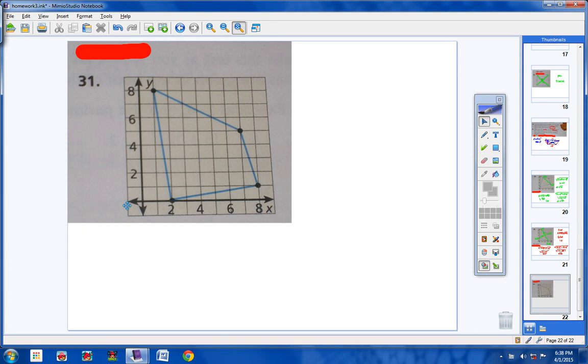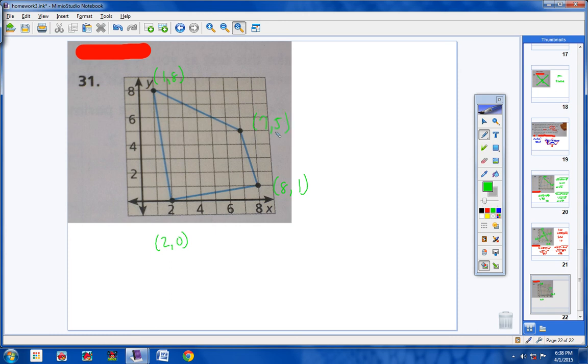Now, when I look at this, I'm guessing that these two sides here are parallel, which would give me a trapezoid. Okay, students, so I've got to make sure they're parallel. If they're parallel, they'll have the same slope, okay? So this ordered pair right here is (1, 8). This ordered pair right down here is (2, 0). This ordered pair here is (8, 1). And this ordered pair here is (7, 5).